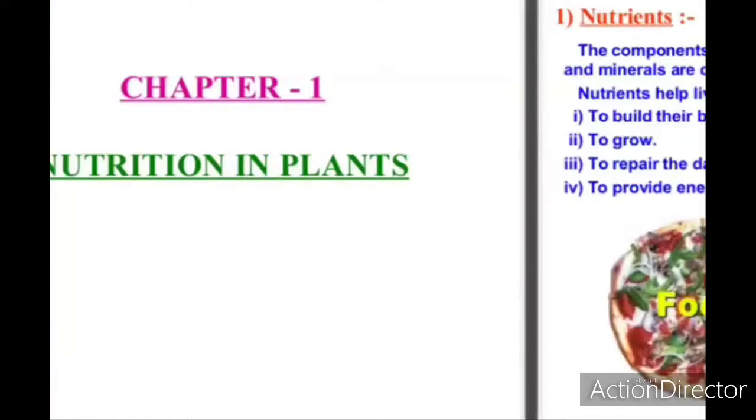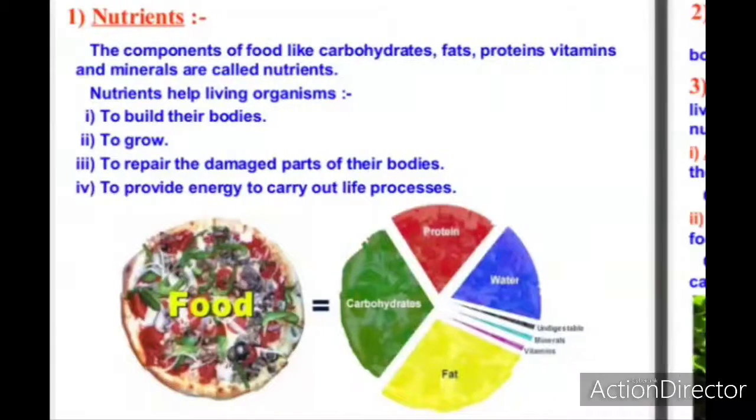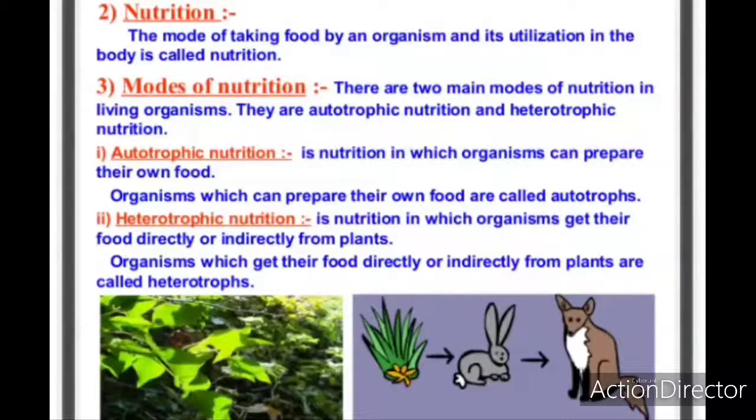Topic is chapter 1, nutrition in plants. Nutrients: the components of food like carbohydrates, fats, proteins, vitamins and minerals are called nutrients. Nutrients help living bodies to grow, to repair the damaged parts of the bodies, and to provide energy to carry out life processes. Nutrition: the mode of taking food by an organism and its utilization in the body is called nutrition.